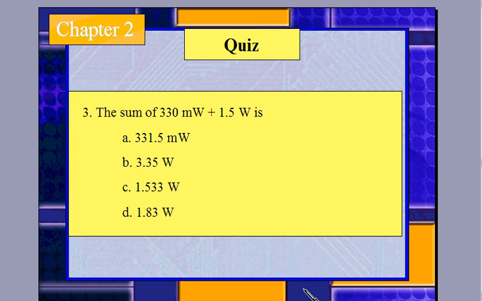3. The sum of 330 milliwatts plus 1.5 watts is A, 331.5 milliwatts, B, 335 watts, C, 1.533 watts, or D, 1.83 watts. So what you have to do for this one is convert the 330 milliwatts to watts, which is 0.330, and then add 1.5 to that. That's the math that you're doing.